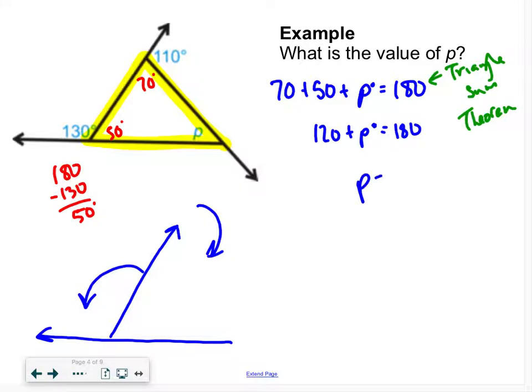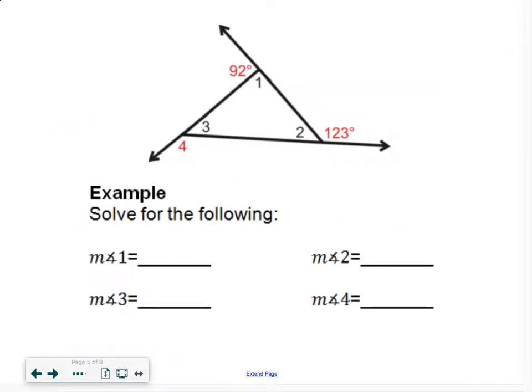P turns out to be 60 degrees. I put this at probably a level 2. Let's take a look at this next one.